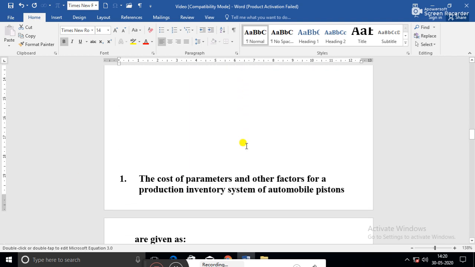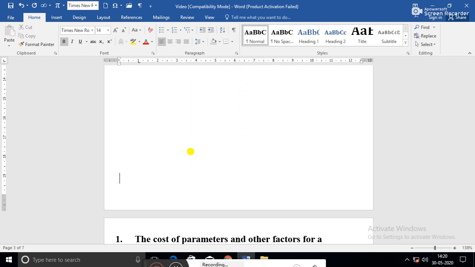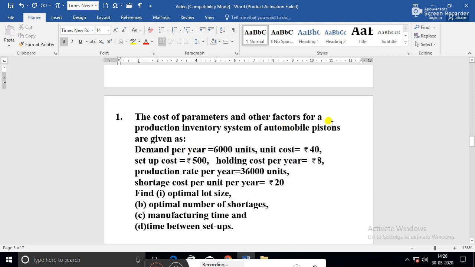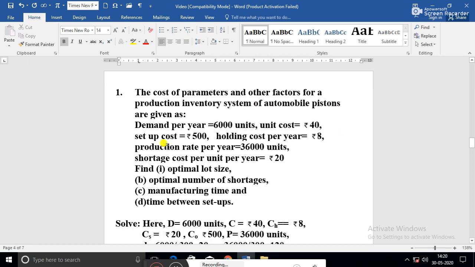Now come to an example. The example is like this. The cost parameters and other factors for a production inventory system of automobile pistons are given as: demand per year is 6,000 units, unit cost is rupees 40, setup cost is rupees 500, holding cost per year is rupees 8, and production rate per year is 36,000 units. Shortage cost per unit per year is rupees 20.